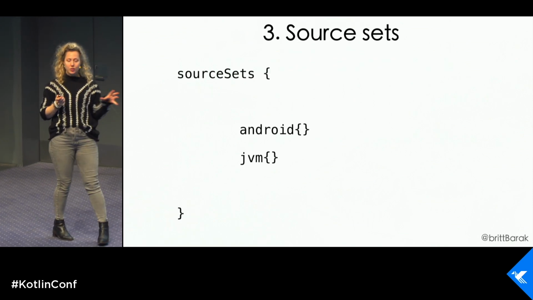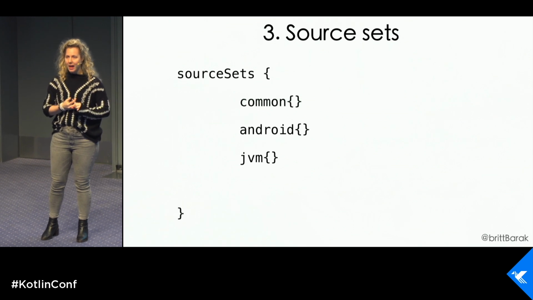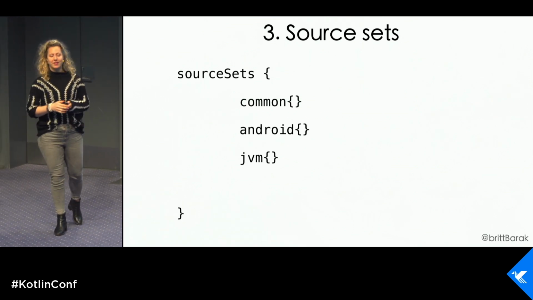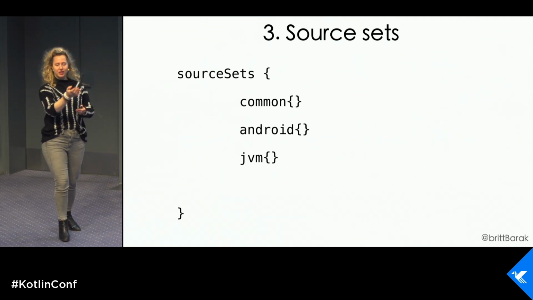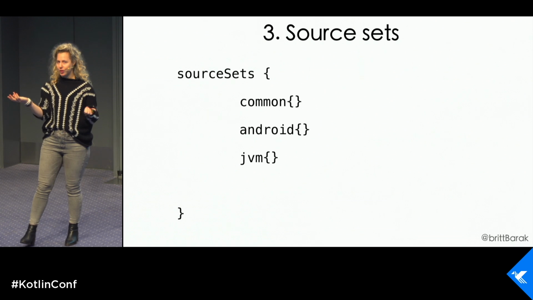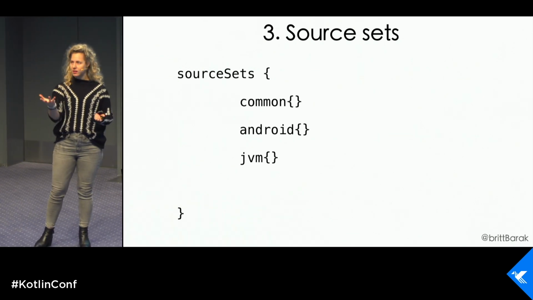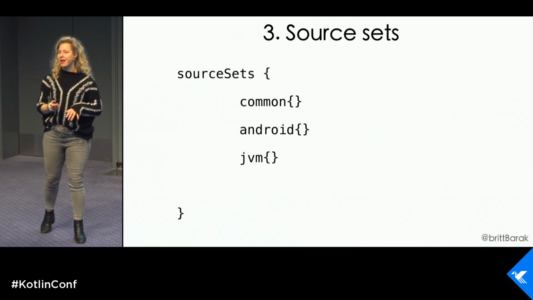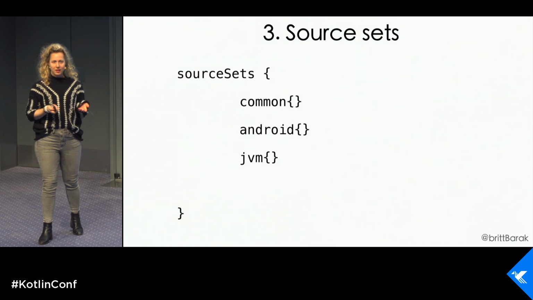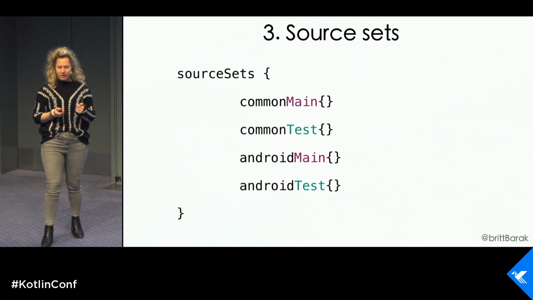So I'm going to open a source set clause in my build Gradle. As you see here, we have Android and JVM as an example for targets. I'll also always have a common clause. And there I can add all the dependencies that have to be platform agnostic. We'll see an example in a second.